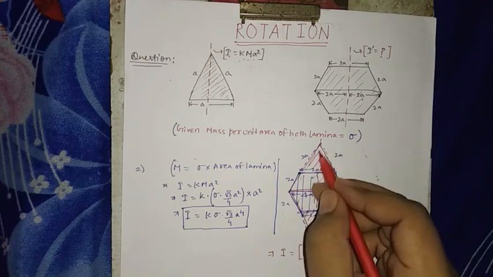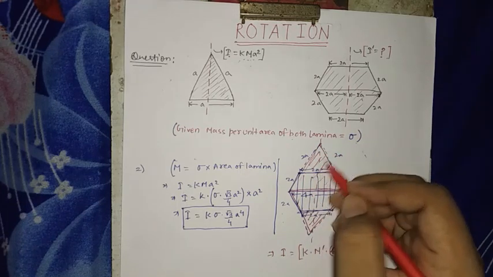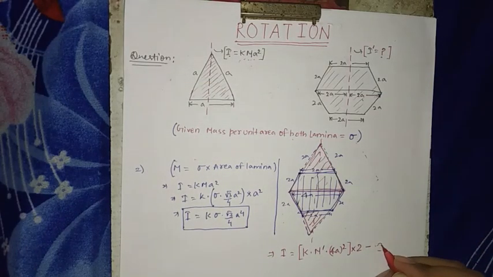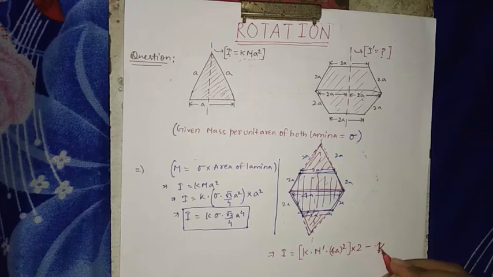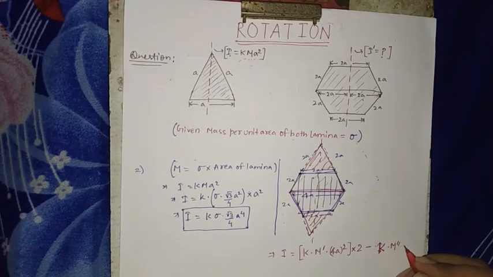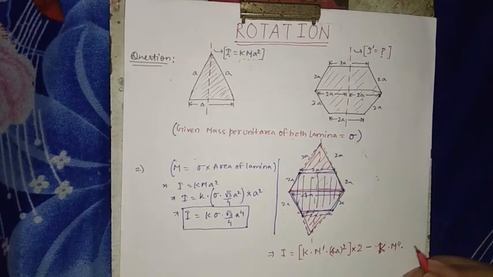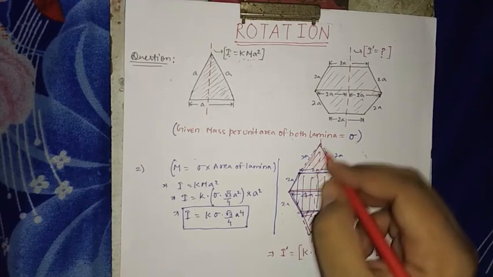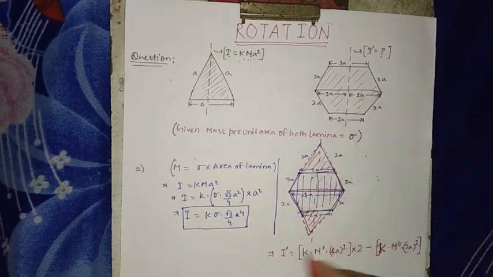So again this is a triangular figure, so similarly we can write k into mass of this figure, let's say m double prime, into side length, which is 2a square. So we will get the moment of inertia I prime of this figure, which is the required answer. So let's solve this.